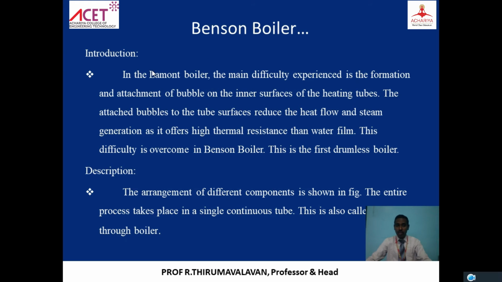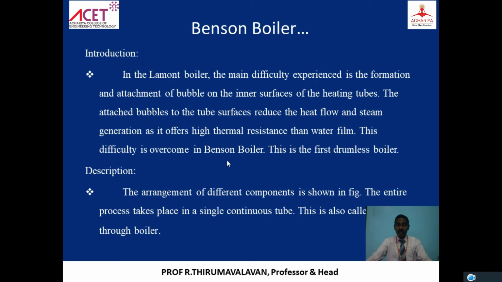In the boiler tubes of the Lemon boiler, that difficulty may be overcome in this Bunsen boiler. The attached bubbles on the tube surface reduce the heat flow and steam generation, as they offer higher thermal resistance than the water film. So we can see the heat flow to the steam generation is reduced as it offers a high thermal resistance than the water film. That is a difficulty in the Lemon boiler that can be avoided in the Bunsen boiler.